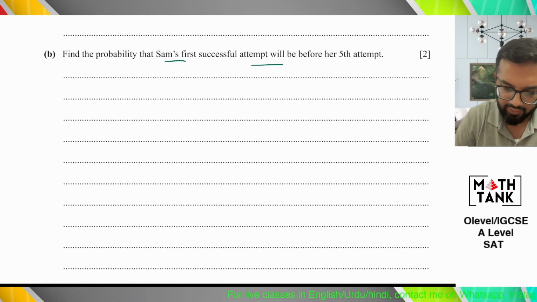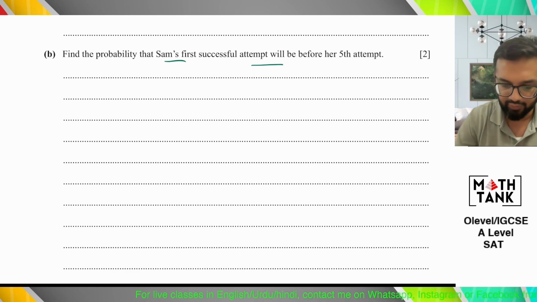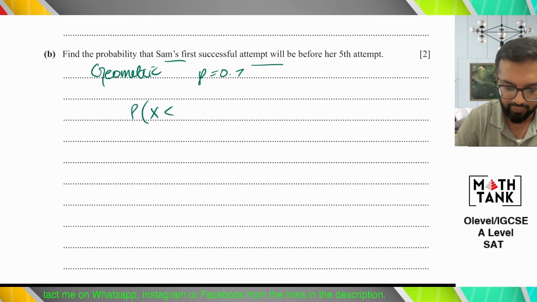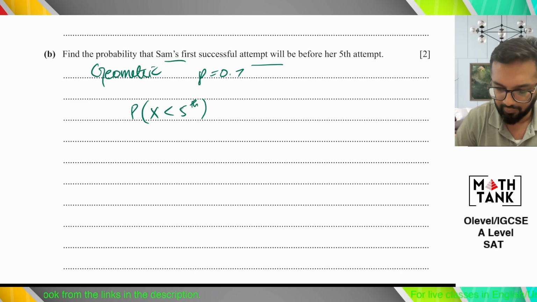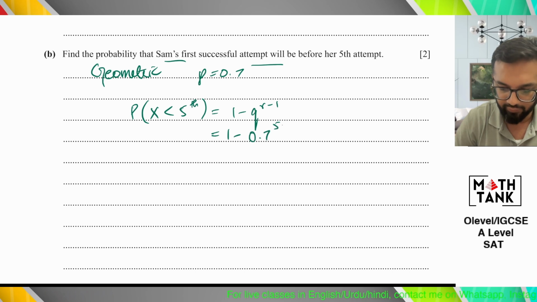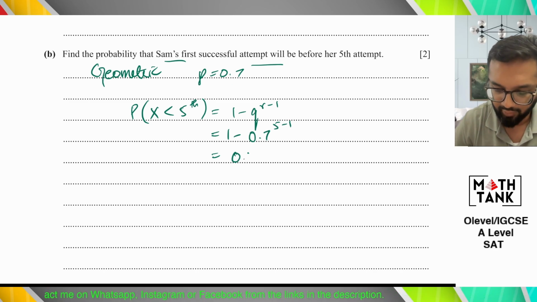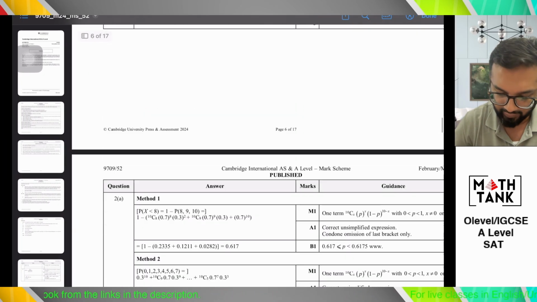Find the probability that Sam's first successful attempt will be before her fifth attempt. So this becomes a geometric distribution, where p is 0.7. So before her fifth attempt will be 1 minus q to the power r minus 1, 1 minus 0.3 to the power 5 minus 1, 1 minus 0.3 to the power 4, which is 0.9919. Let's check if our answers are correct.